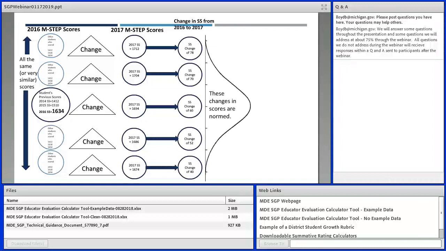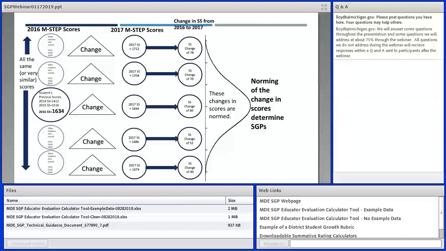And these normings of the scores, and this is a simplified explanation, determine the student's student growth percentiles. So Susie was right in the middle. Her change was right in the middle of her comparison group. So she earned a student growth percentile of 50. She was right in the middle.